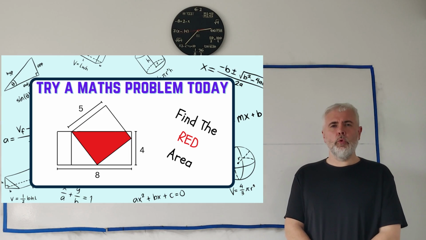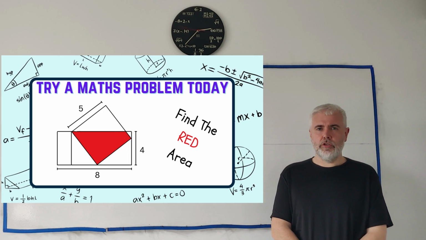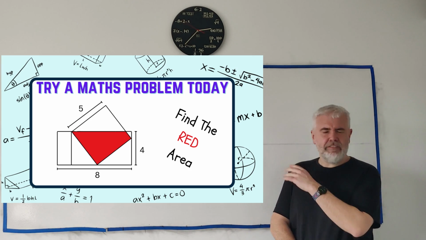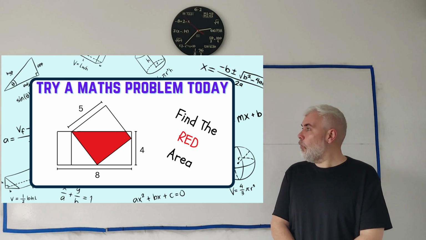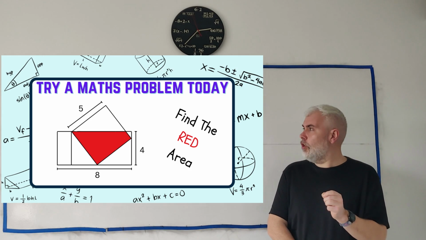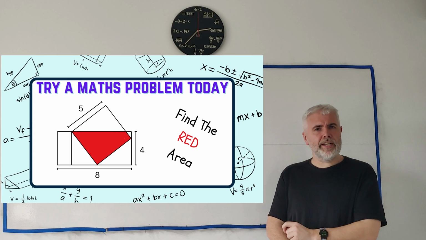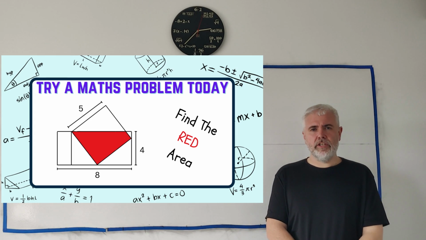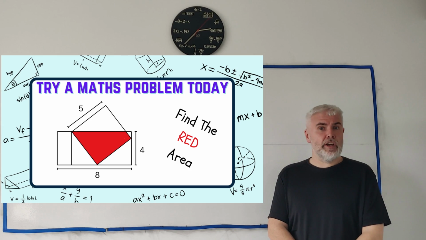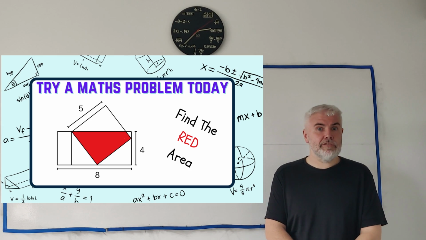For today's question, we're not given all that much information. We're told we have a square sitting inside a rectangle and we have the dimensions of both of them. And we're asked to find the red area that you can see here. Now I'll give you a clue. Even though it's a square and a rectangle, the real trick to this question is all about triangles. So I recommend you pause and try yourself, then come back and look at my solution.